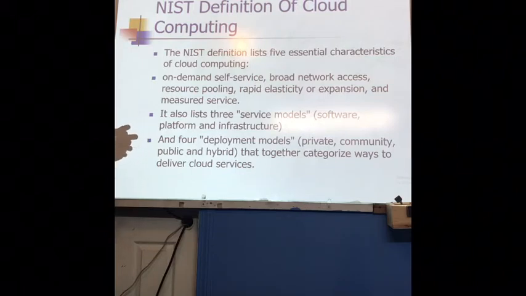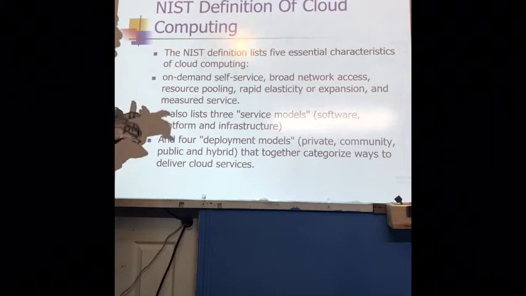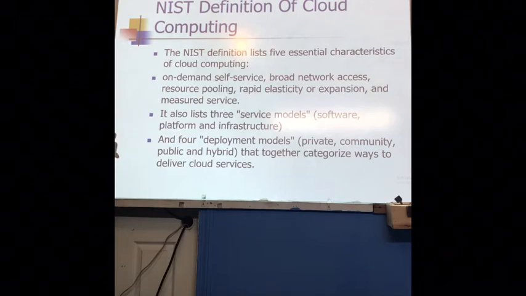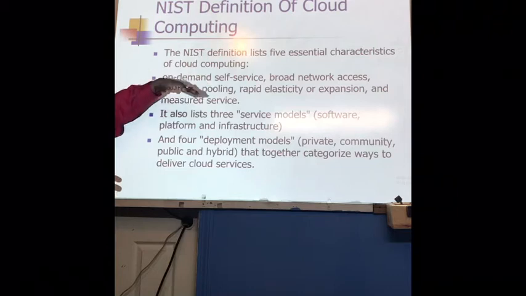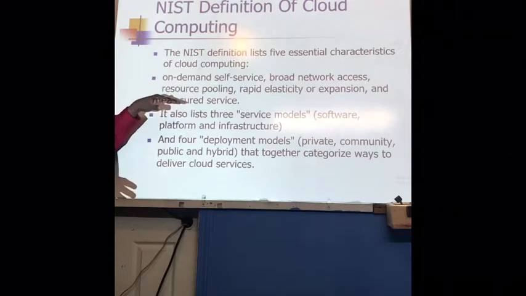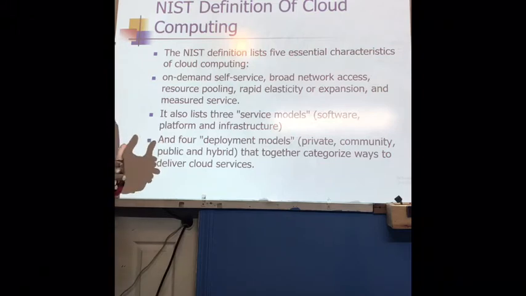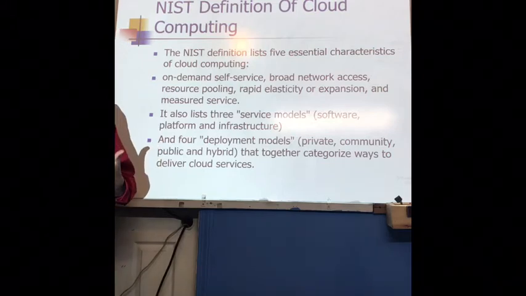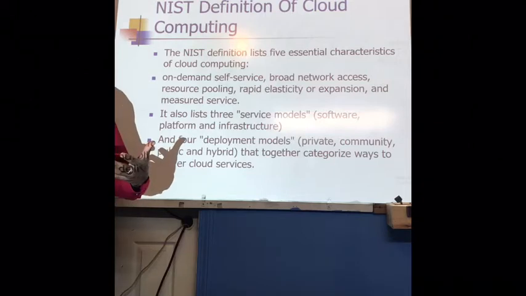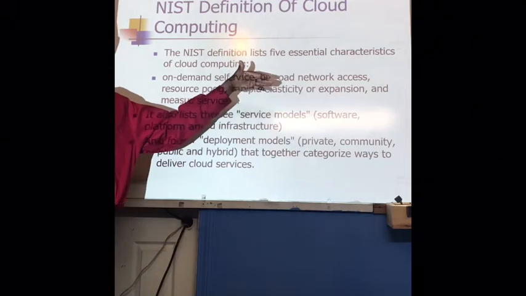NIST defines those 5 characteristics: on-demand self-service, broad network access, resource pooling, rapid elasticity or expansion, and measured resource. I want you to understand those terms, because with on-demand self-service, you need to have a technician who will access the network and set up your server, set up your email, install your software, do everything that you want to do, because the only service they will offer you is access to the cloud.